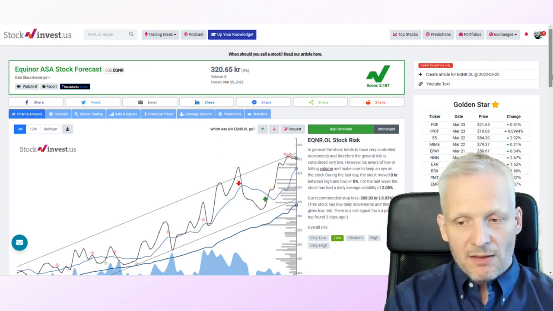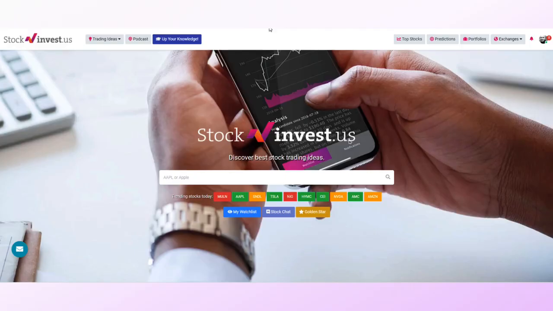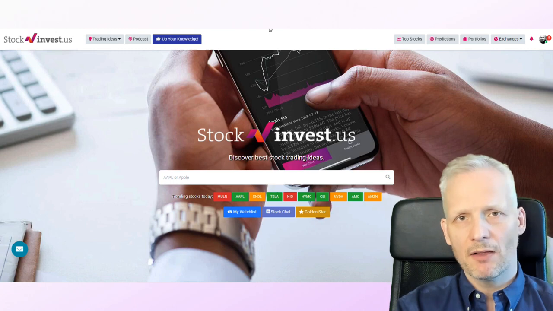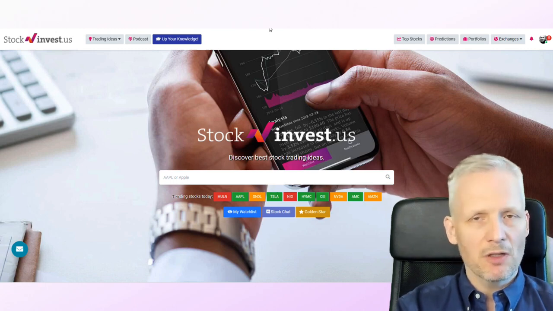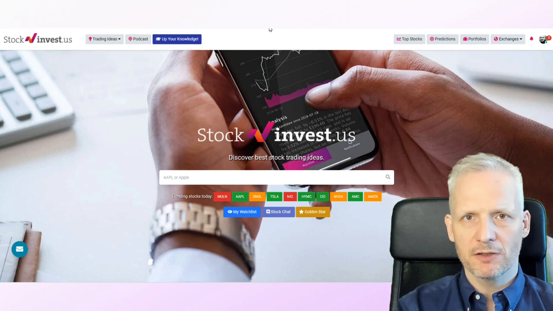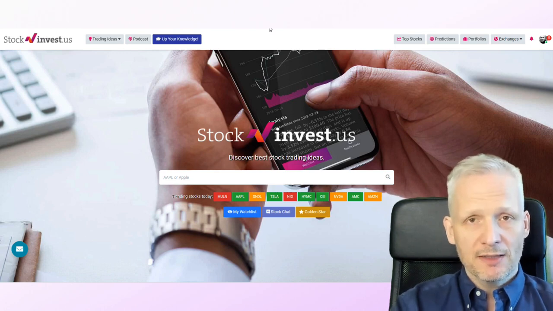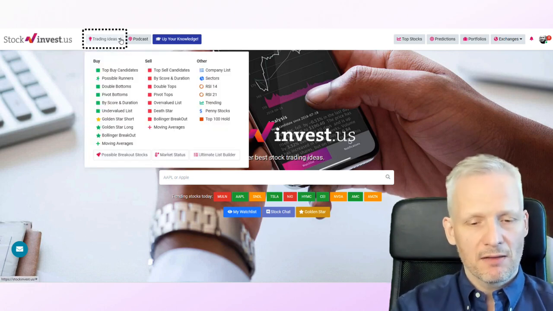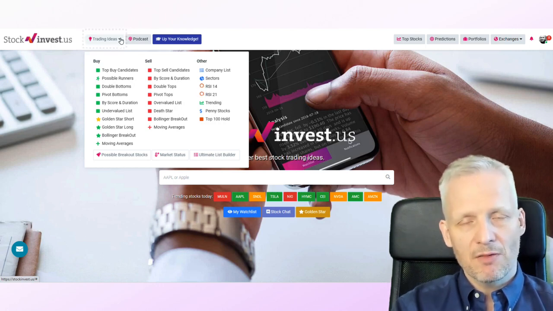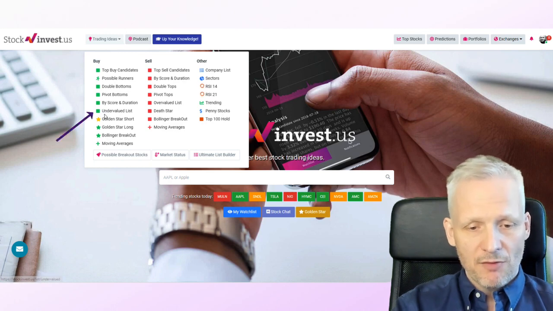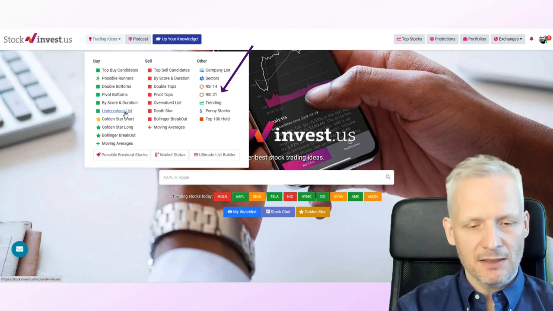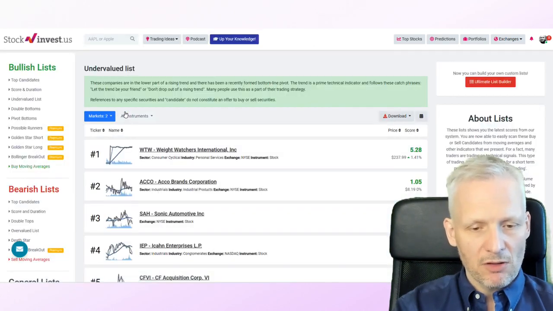The other thing is, of course, how do I find a stock and where should I look for it? For a part of my portfolio, I like high risk stocks. I like stocks that can move very fast upwards. To find these stocks, I usually scan trading IDs every day. Trading IDs are simply lists that we pre-made for you. Two of my favorites are the undervalue list and the relative strength index list. Let's quickly have a look at the undervalue list.